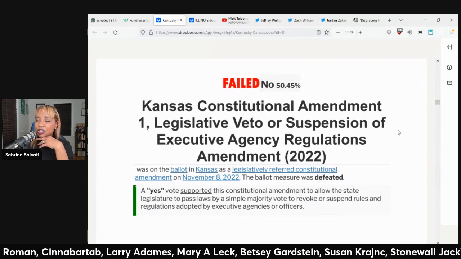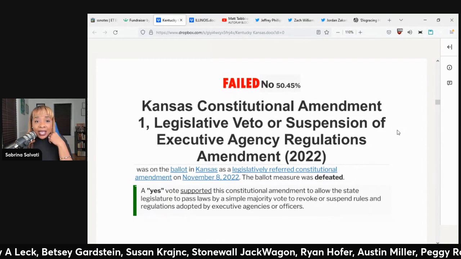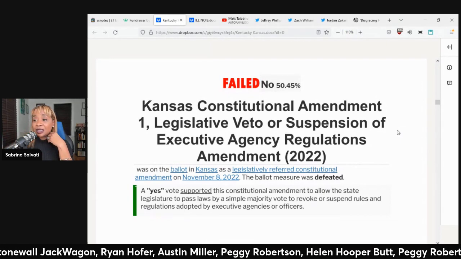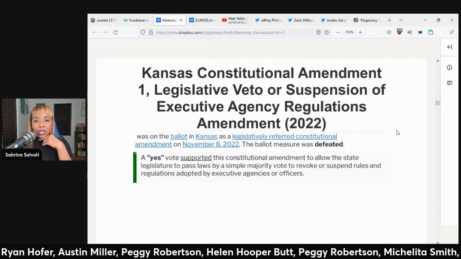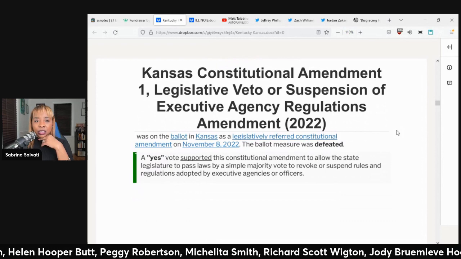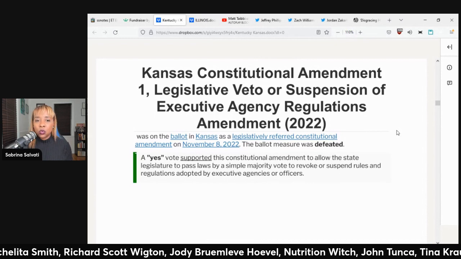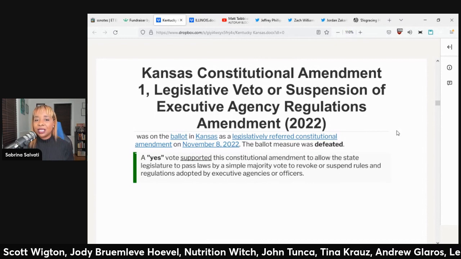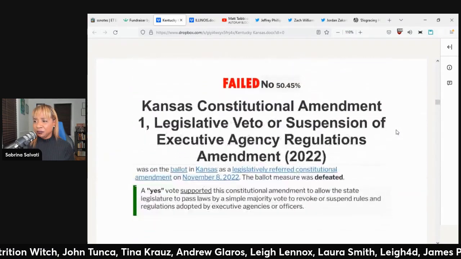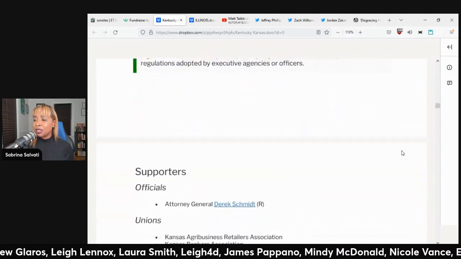The next initiative for Kansas is Kansas Constitutional Amendment 1, Legislative Veto or Suspension of Executive Agency Regulations Amendment. A yes vote supported this constitutional amendment to allow the state legislature to pass laws by a simple majority vote to revoke or suspend rules and regulations adopted by executive agencies or officers. This was defeated. It failed by 50.45%.